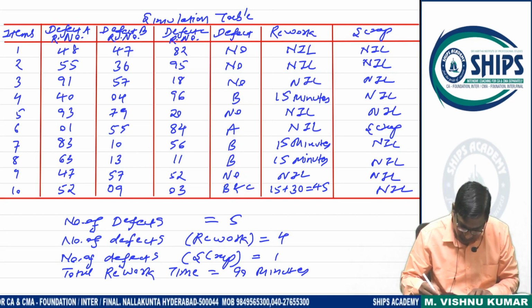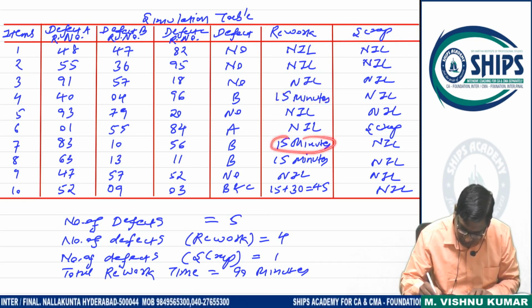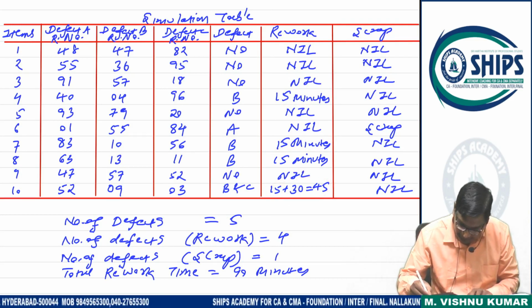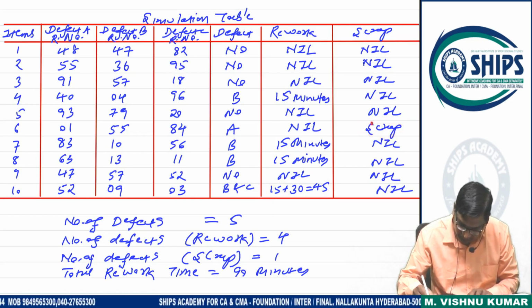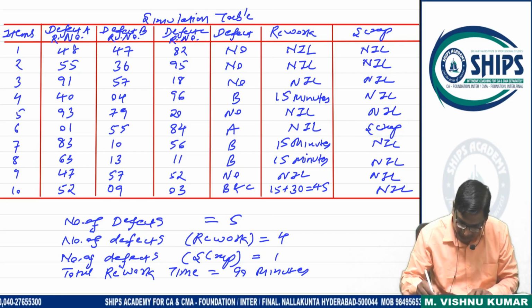And number of reworks. Reworks 1, 2, 3, 4. Okay. And scrap only 1. Scrap only 1. And total time 90.